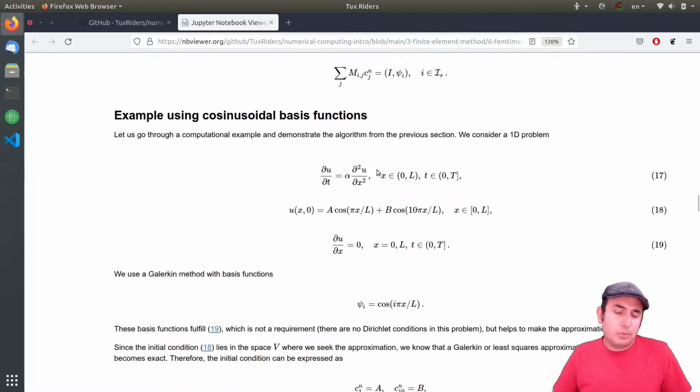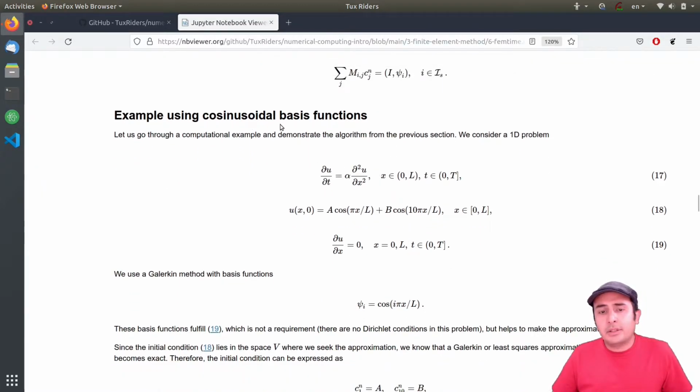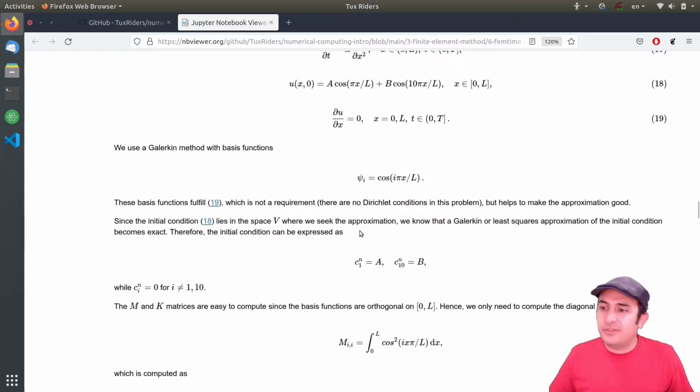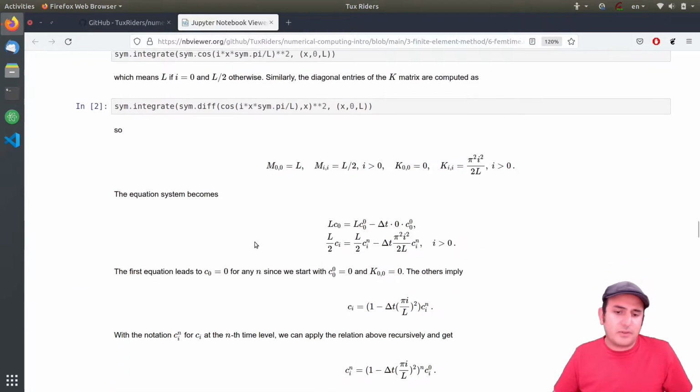And this is an example using cosinusoidal basis functions, which are not finite element, because in finite element we use Lagrange polynomials. But this is just for demonstration.